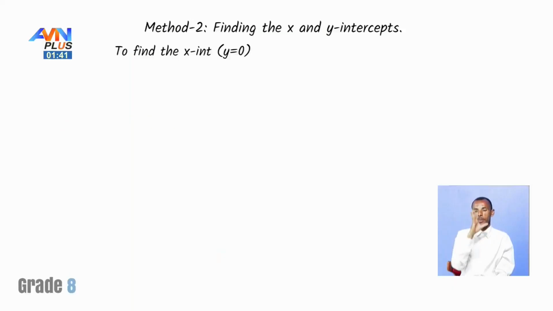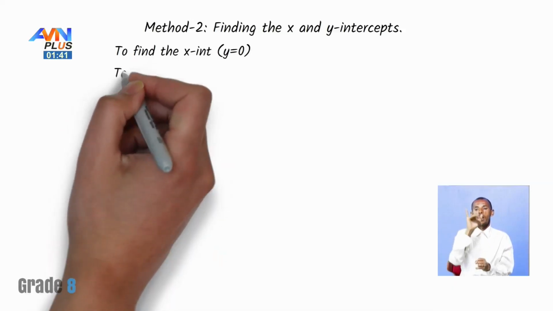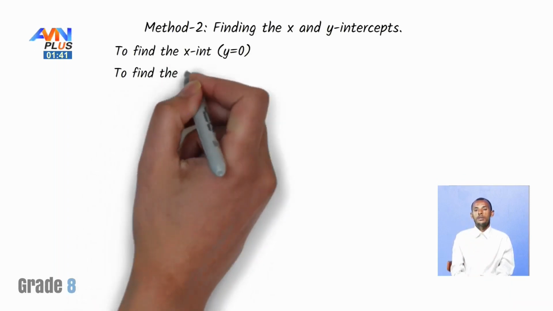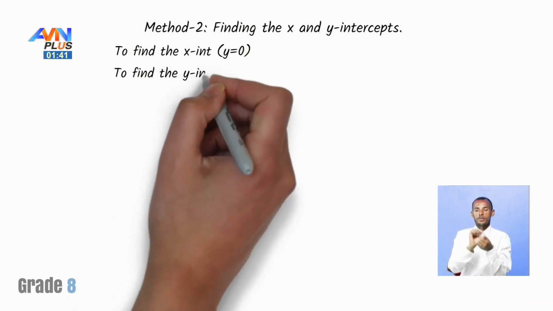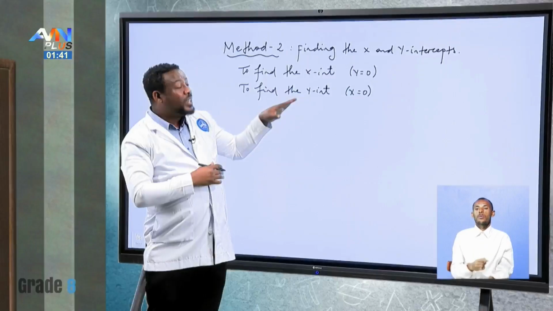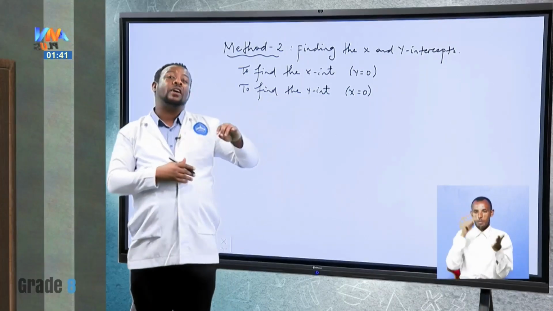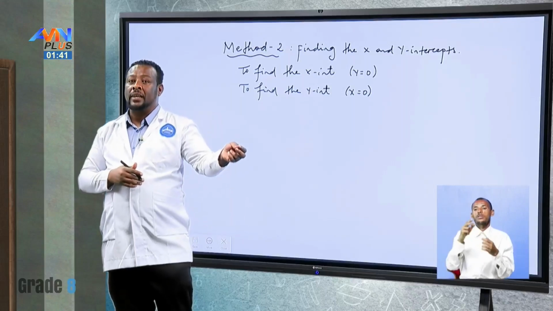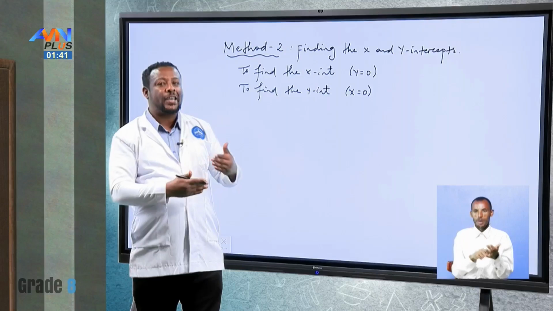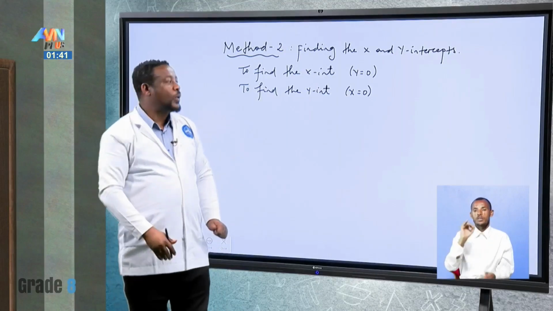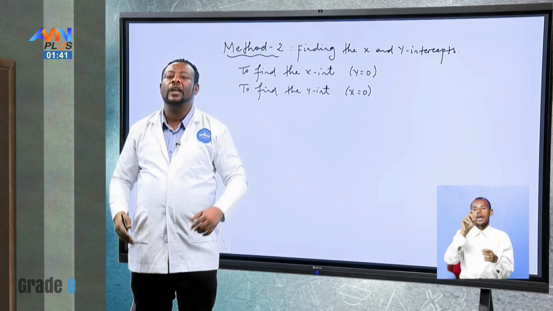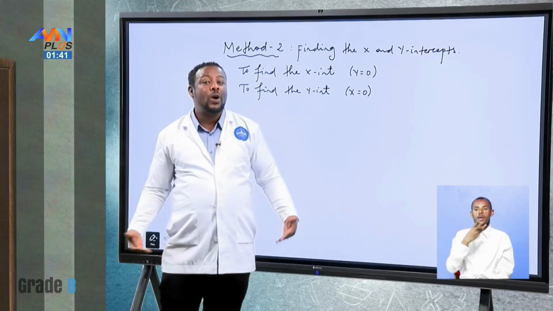And to find the y-intercept, we substitute x equals 0 in the equation, right? The y-intercept is a point where the graph crosses the y-axis. As you all know, at every point on the y-axis, the value of x is 0. So always, whenever we calculate the y-intercept, we put x equals 0 and obtain the corresponding y-intercept.